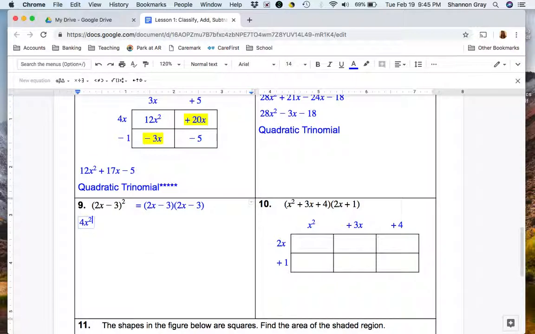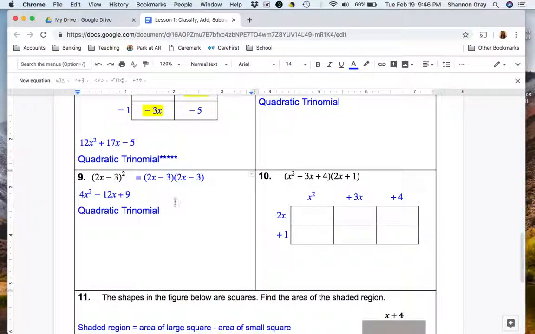Alright, so welcome back. We should get 4x squared minus 12x plus 9. Alright, and then again, quadratic trinomial. I promise all the polynomials we see will not necessarily be quadratic trinomials, but there'll be a lot of them. So again, if you didn't get that one, pause again, go back, fix. Make sure you're showing your work.